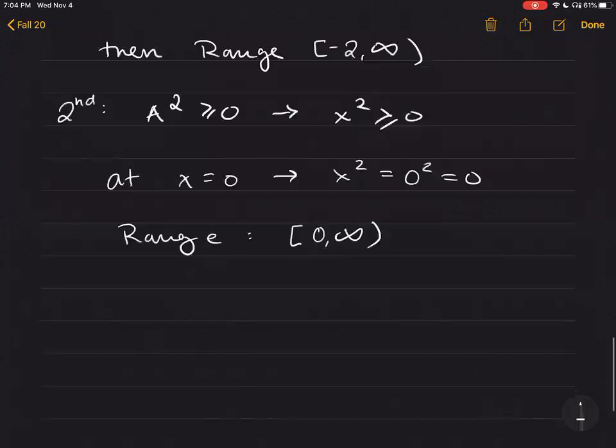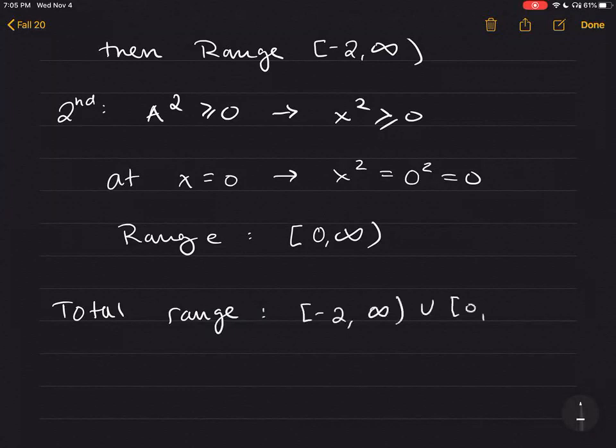So now the total range, or the range of f itself, is going to be -2 to infinity union 0 to infinity, which can be simplified to just -2 to infinity. If you draw out the number lines and see where -2 to infinity and 0 to infinity lie, I think the simplification will be relatively clear. Okay, but that was just one half of the problem.